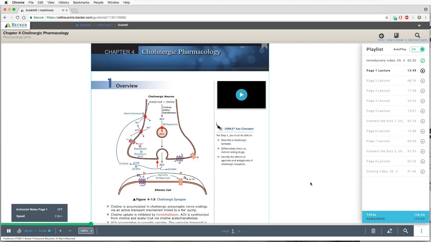Acetylcholine is a neurotransmitter, so my site of action will be represented by a diagram of a synapse. And this synapse is a synapse of a cholinergic neuron with its effector cell, whichever that effector cell might be. Recall, it could be a smooth muscle, it could be the heart, it could be a gland. Cholinergic neuron, first, the presynaptic nerve terminal has to have built acetylcholine.